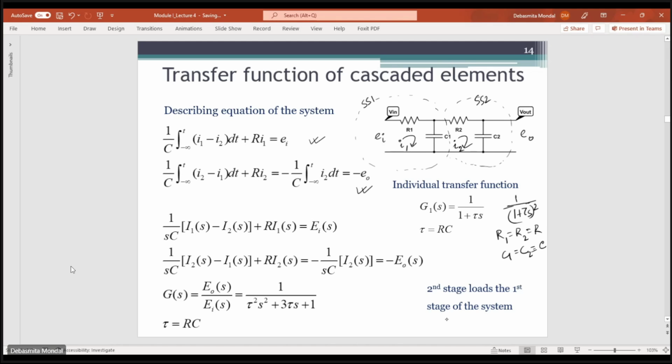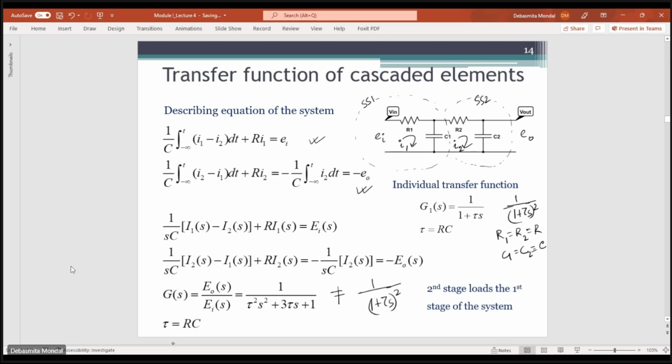So from these two equations, you see that the value of G(s) will be equal to 1 by tau squared s squared plus 3 tau s plus 1, wherein tau is equal to RC. Now you see that the overall transfer function is obviously not equal to 1 by (1 plus tau s) whole squared, right?